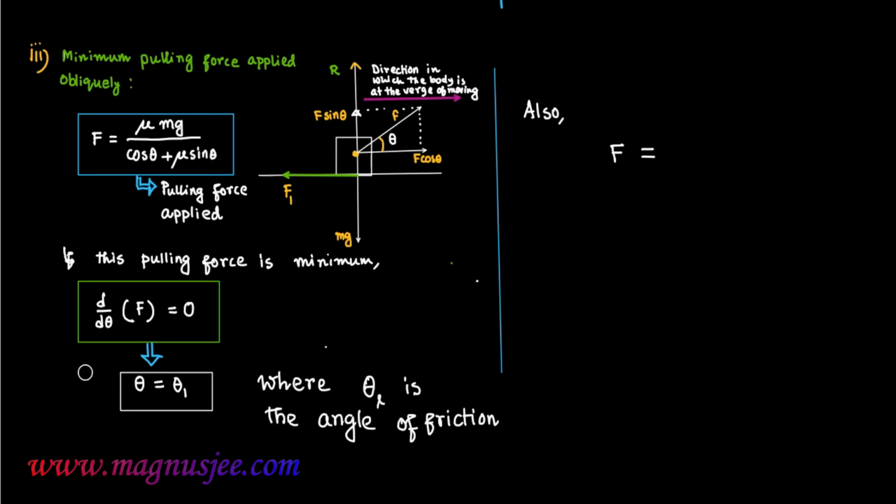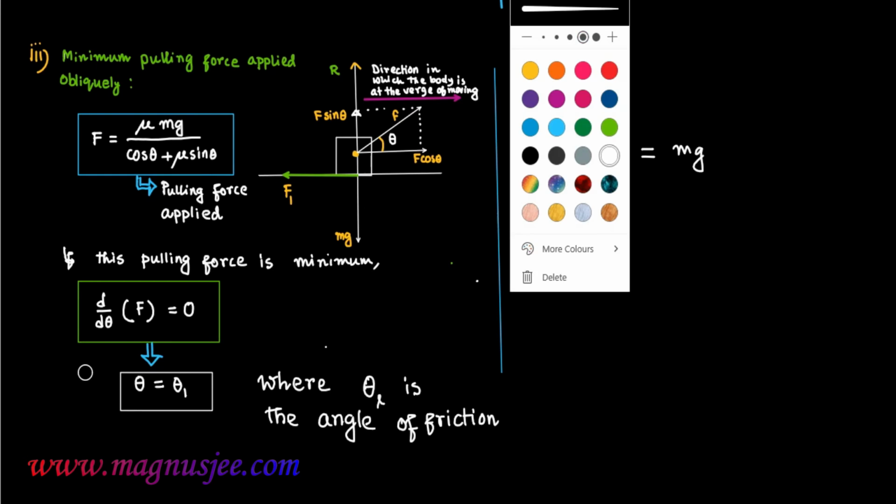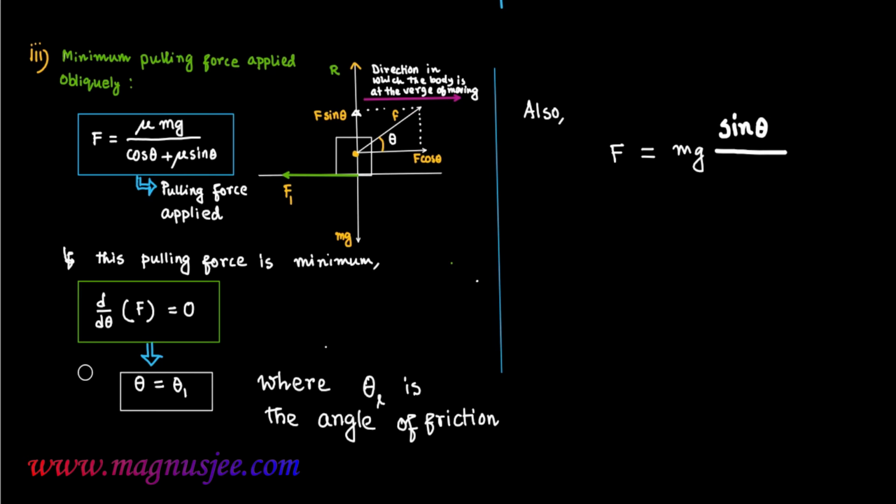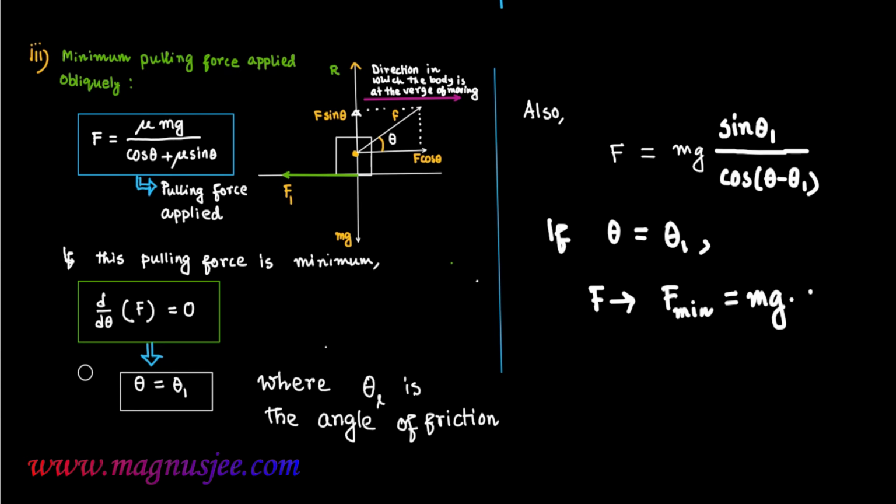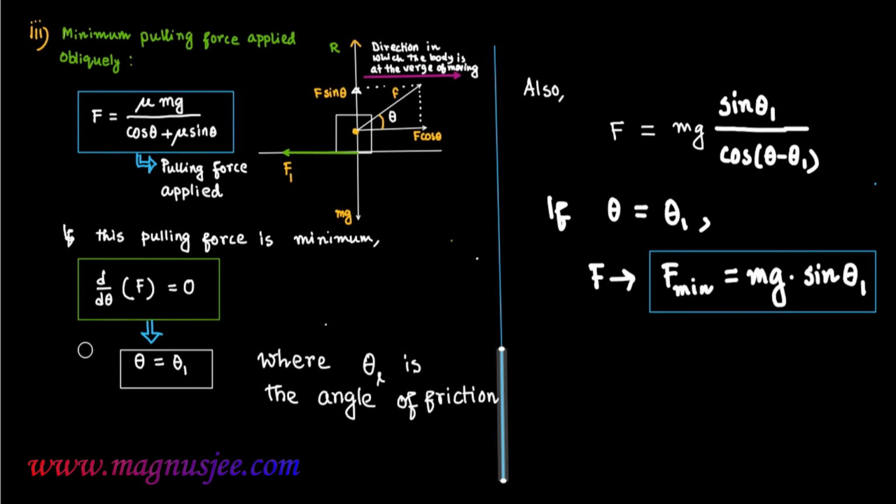Also, F has another expression mg sin theta L divided by cos theta minus theta L. If the pulling force F is minimum, then theta equal to theta L, and F tends to F min. F min will be mg sin theta L, because in the denominator cos theta minus theta L will become cos 0 degree, which is 1. F min equal mg sin theta L. This is the expression of minimum pulling force applied obliquely on a body.